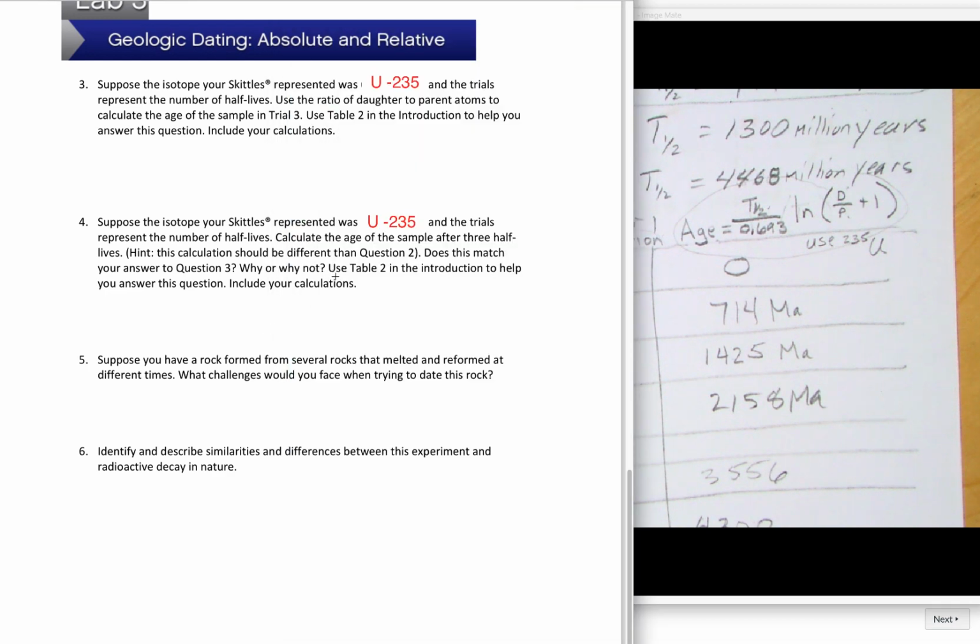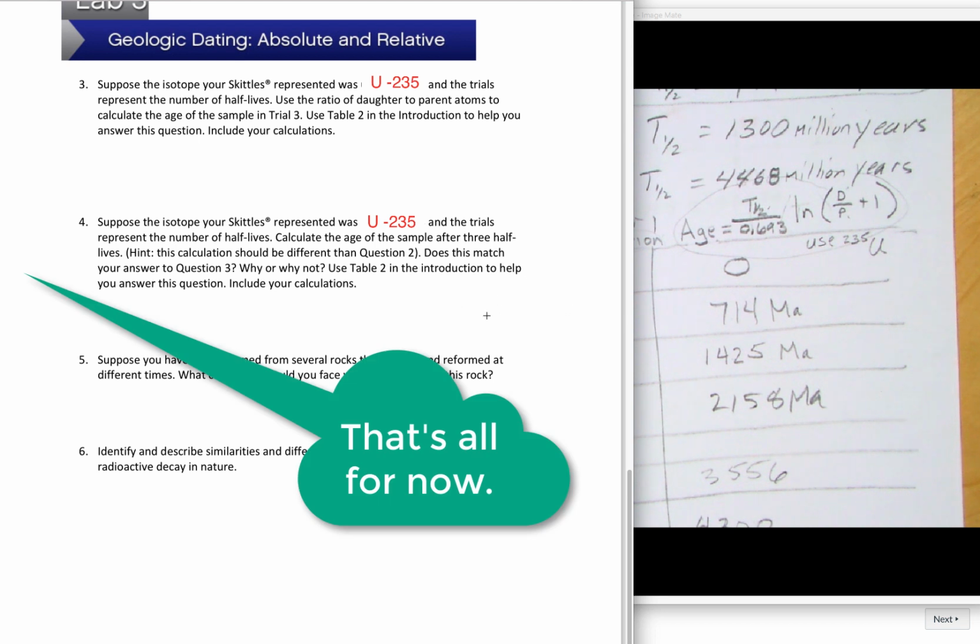You'll find that the numbers don't match very well, and that's because we're not really dealing with isotopes here. We're dealing with skittles, so it's just a demonstration. It's not going to be exact, but we're modeling it using a simple analogy, in this case skittles. In the real world, we would be measuring this with a mass spectrometer, and we'd be measuring the isotopes. So anyways, that's a little heads up on this experiment.